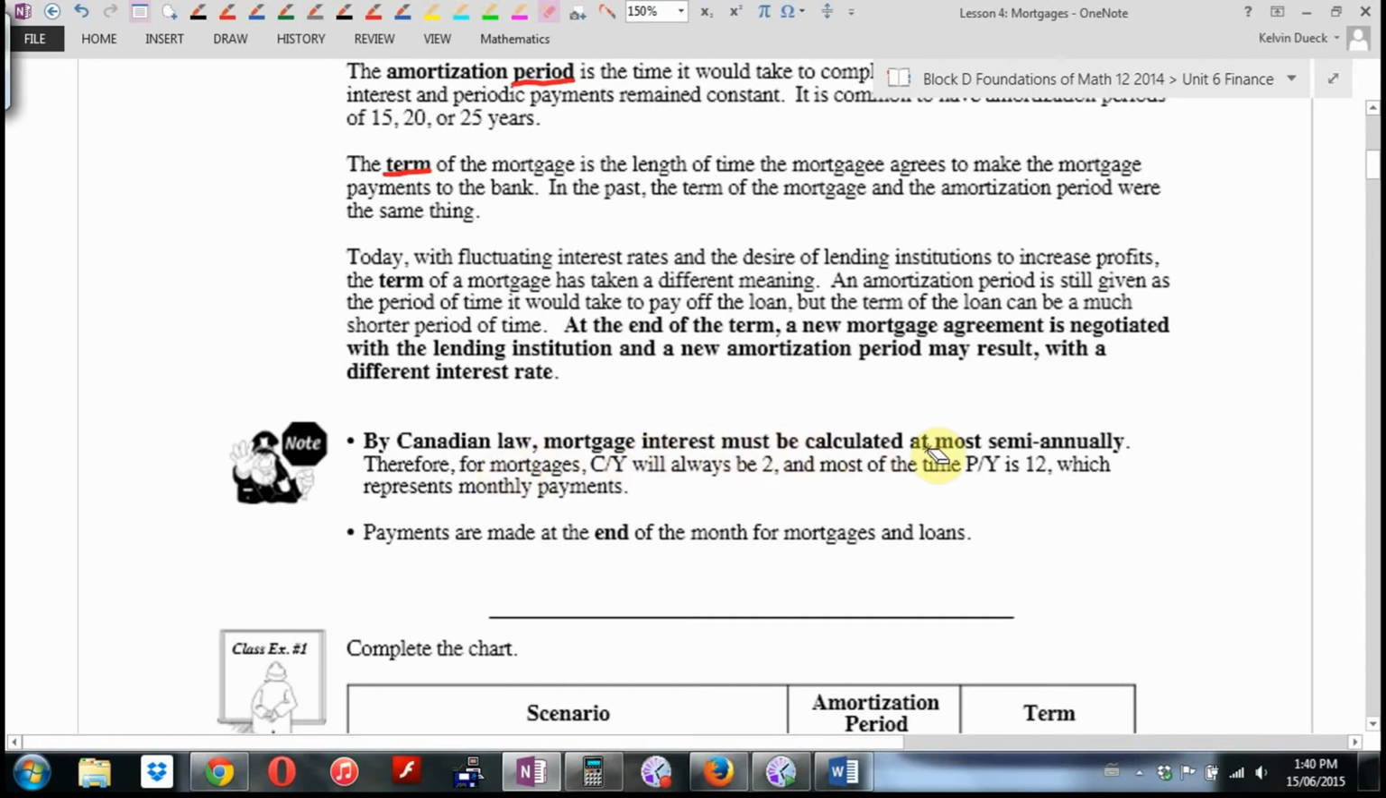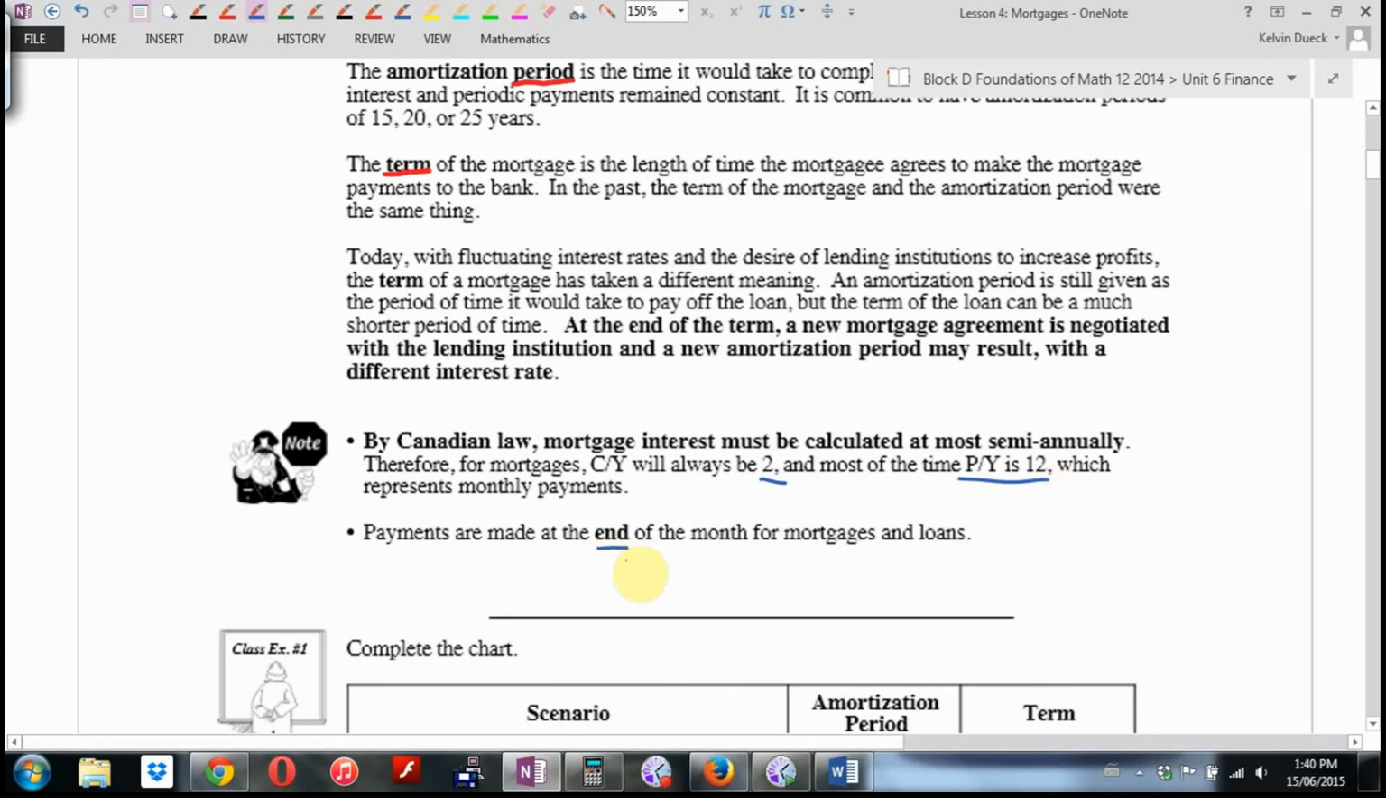Mortgage interest must be calculated at most semi-annually. They can't calculate it monthly or daily. They can go yearly or semi-annually. Therefore, for mortgages, the compound periods per year on your calculator, C/Y, will always be 2. Most of the time, the payments per year, P/Y, is every month, 12.